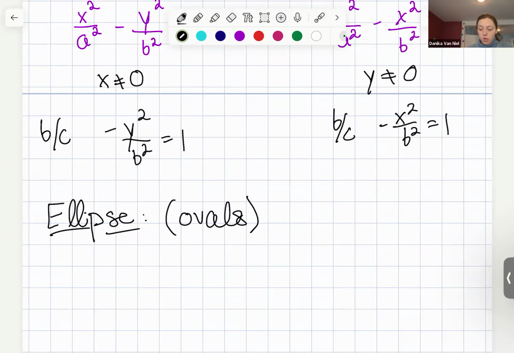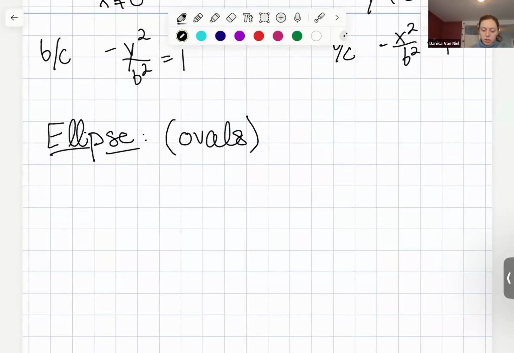So these are ovals, right? I'm going to try my best to draw this. We're going to see what happens. Oh my God, I can't. I'm already.